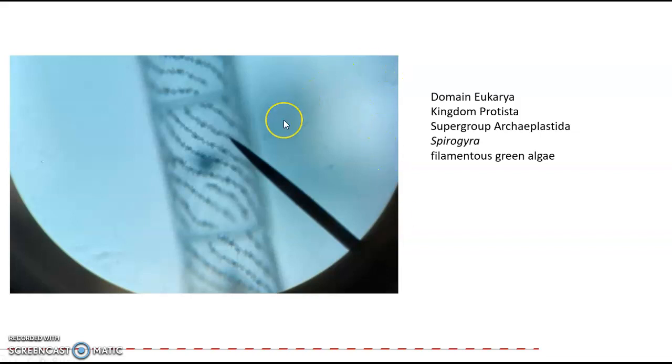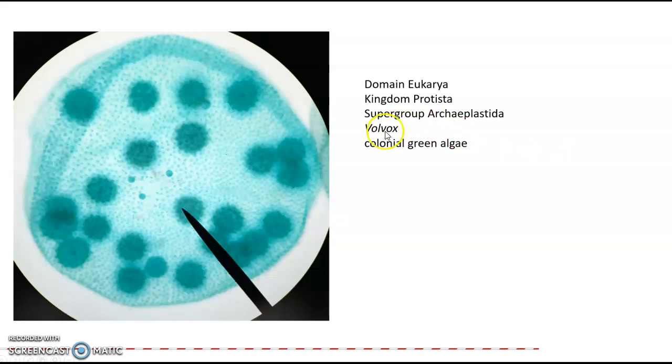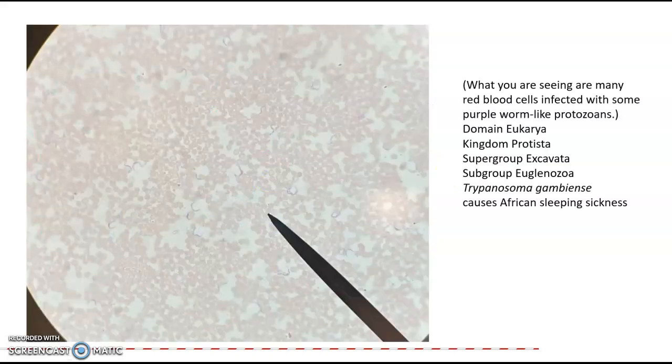This one is a Spirogyra, which is a filamentous green algae. Domain Eukarya, kingdom Protista, and the green algae are in the supergroup Archaeoplastida. This is another green algae called Volvox. It's colonial green algae, so these are growing in colonies. Domain Eukarya, kingdom Protista, supergroup Archaeoplastida, and the name of this again is Volvox. It's a colonial green algae.